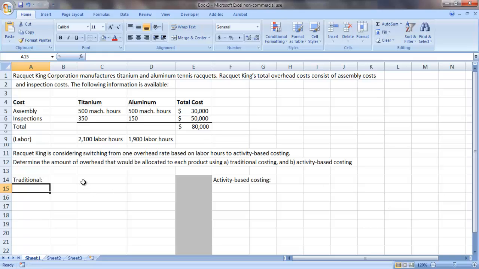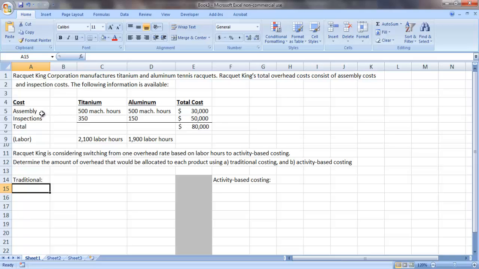In this demonstration, we're going to look at how to allocate manufacturing overhead costs to products using both traditional costing and activity-based costing. In our example problem here, we read that Racket King Corp manufactures titanium and aluminum tennis rackets. Racket King's total overhead costs consist of assembly costs and inspection costs. Those are the two activity cost pools that the company has previously identified. The following information is available.